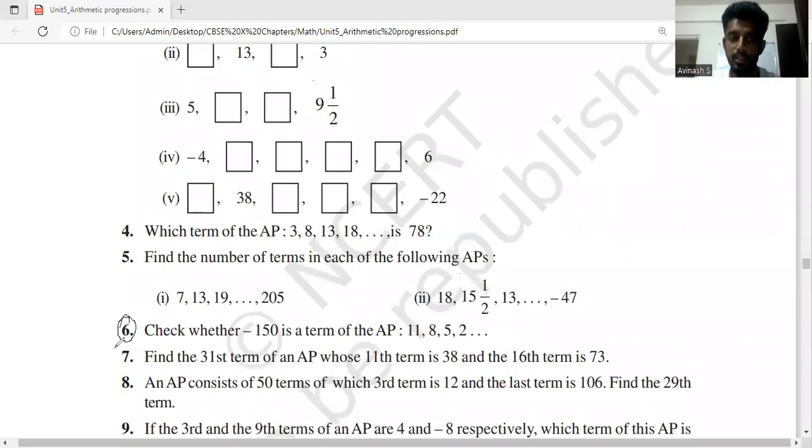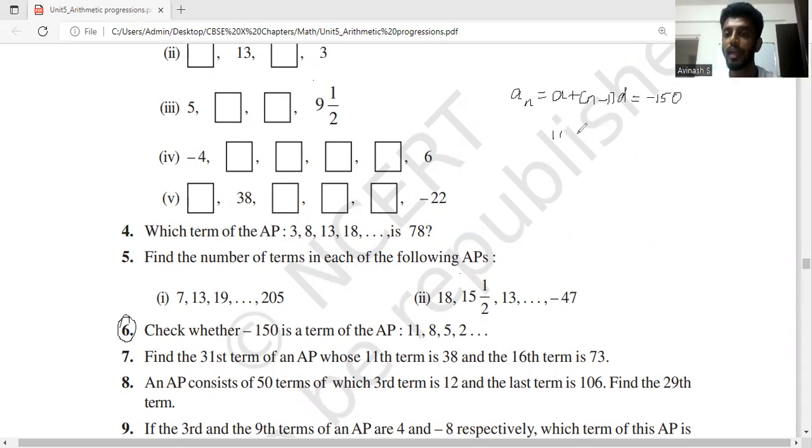When it comes to the sixth question, they have not given that minus 150 is a term. We are supposed to check whether minus 150 is a term. So we assume that minus 150 will be the term, which means we assume it to be the nth term. We don't know where it will be or whether it will be there or not, we don't know. So the formula for an, as you all know, it is a plus n minus 1 into d. And we assume that this is minus 150, hoping that it will be a term in the AP.